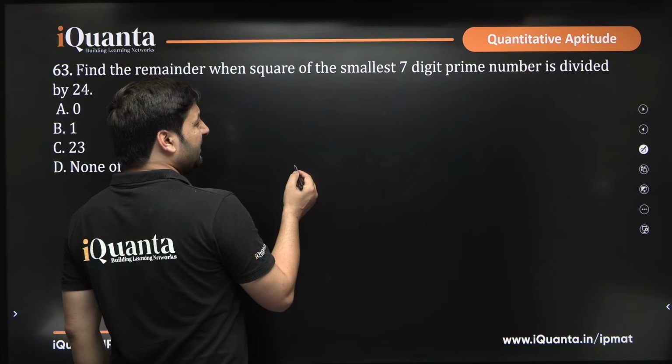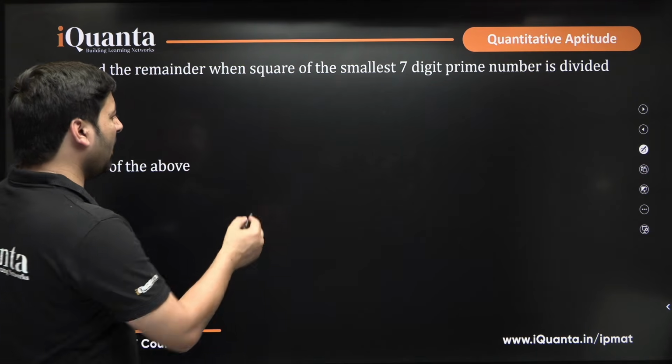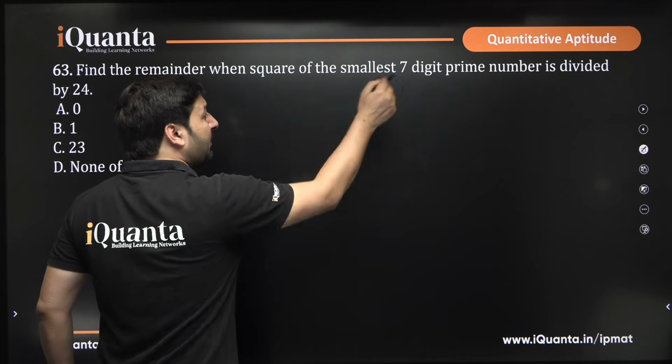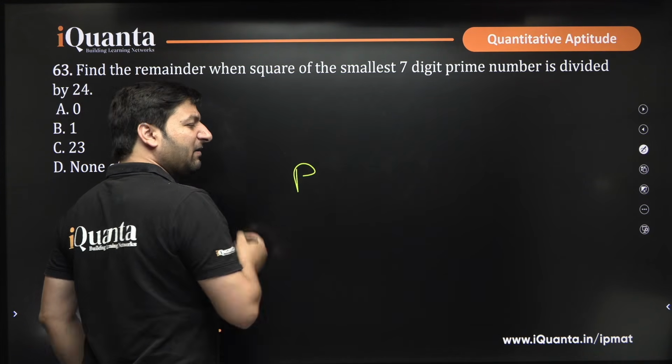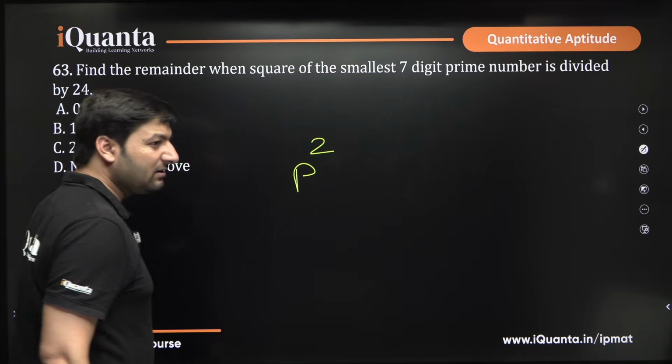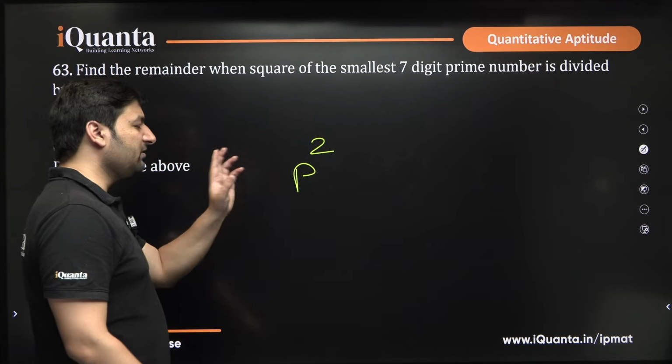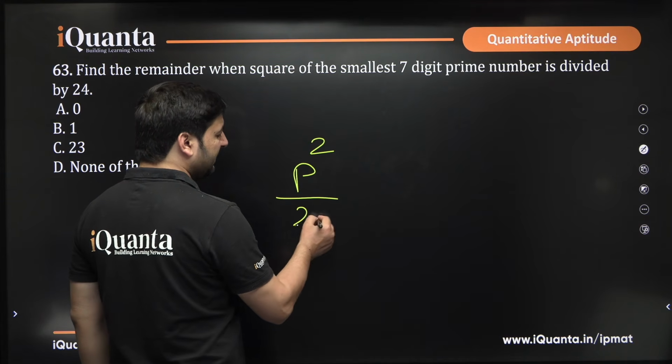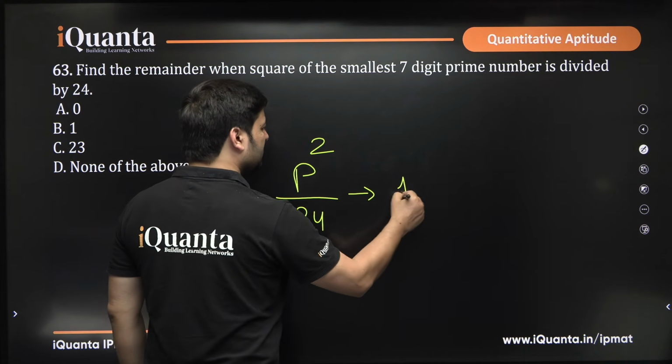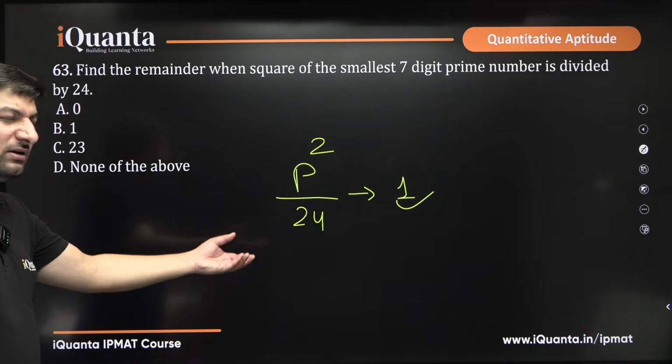So, definitely, the 7-digit number will be a prime, and you are squaring it, and as I told you, whenever the square of any prime number is divided by 24, the remainder is always 1. So, this question can be solved in seconds. You can try it.